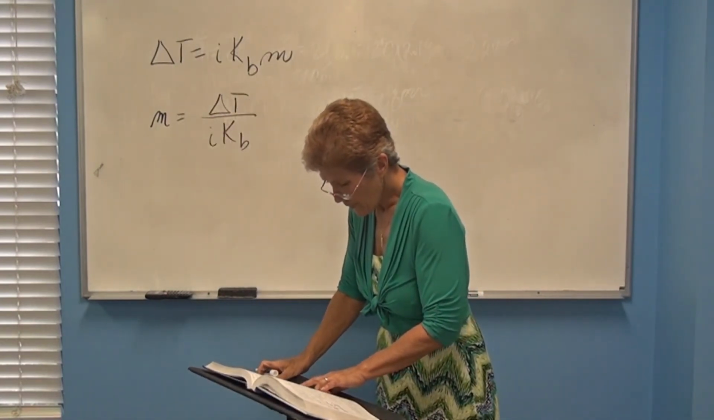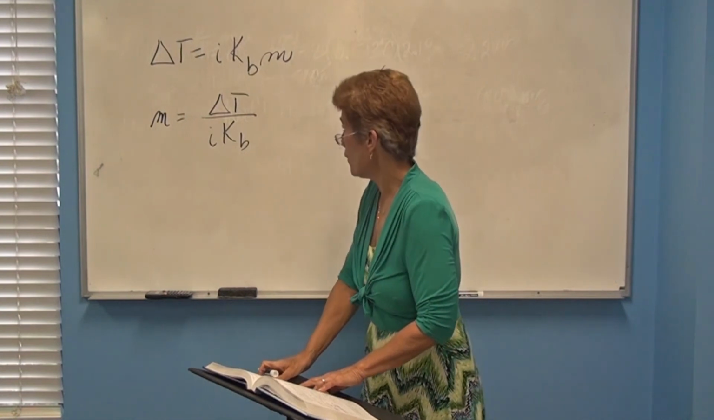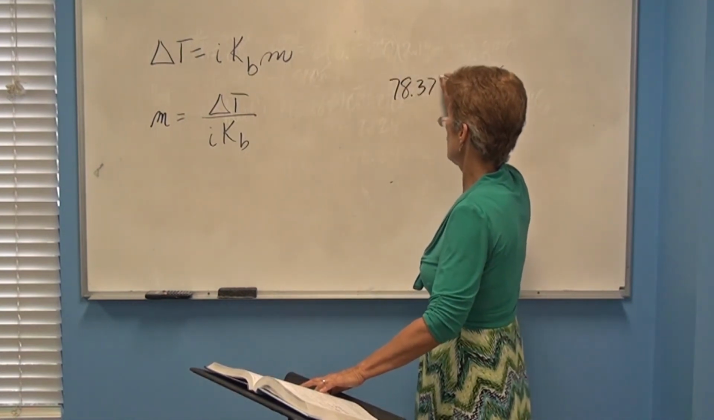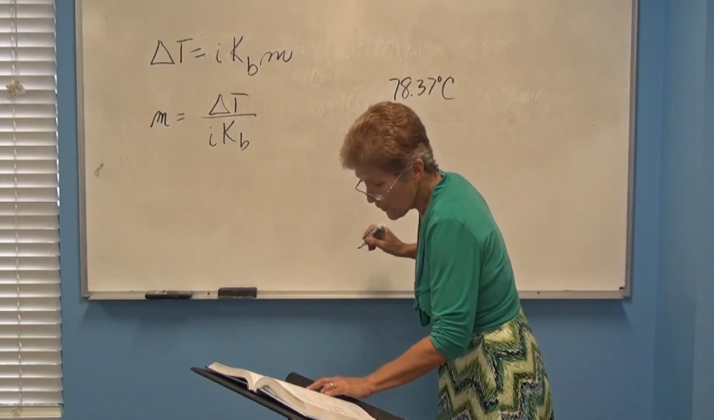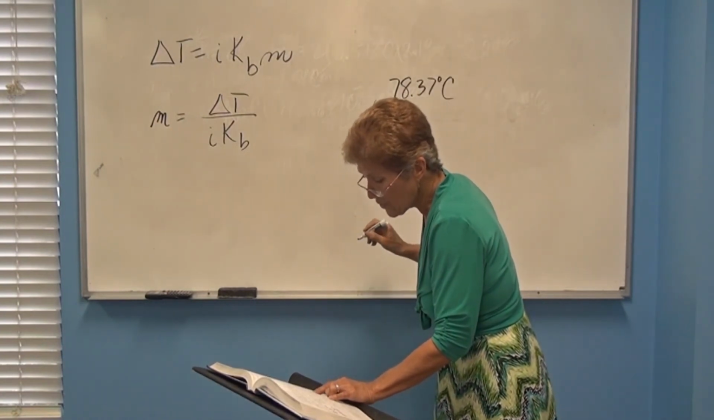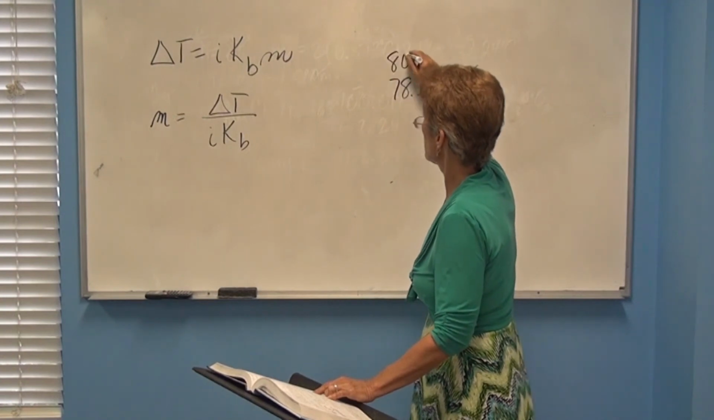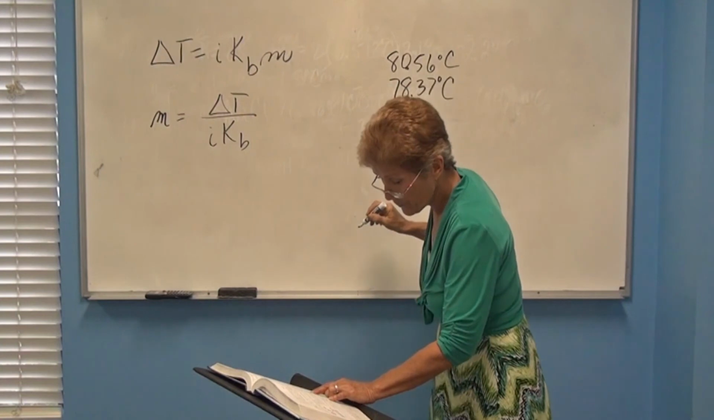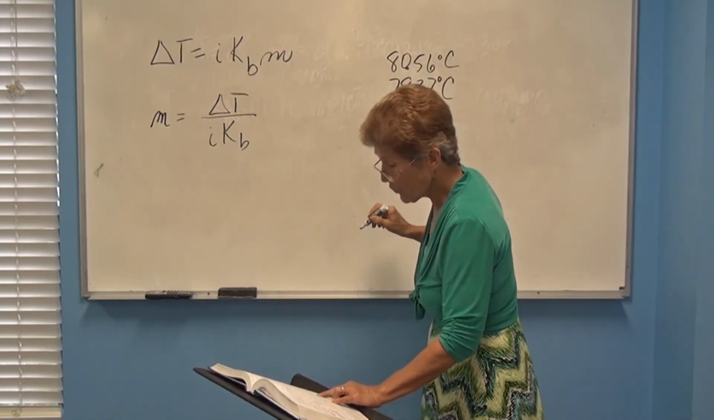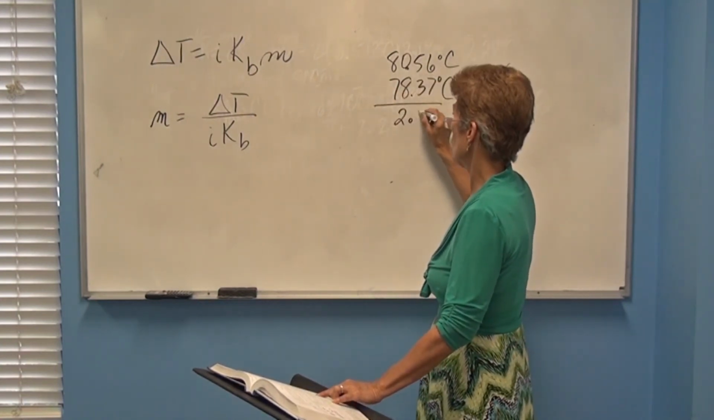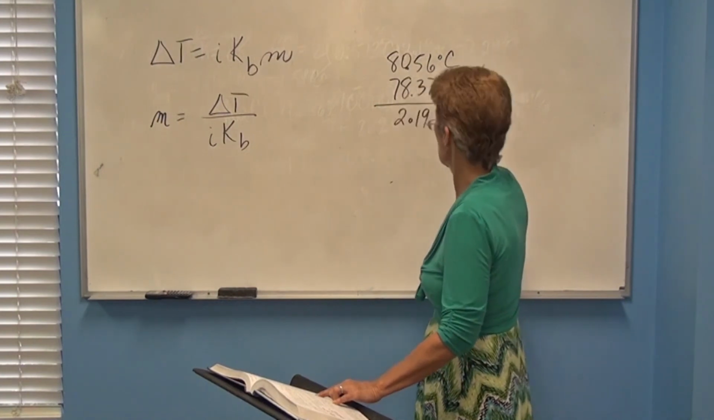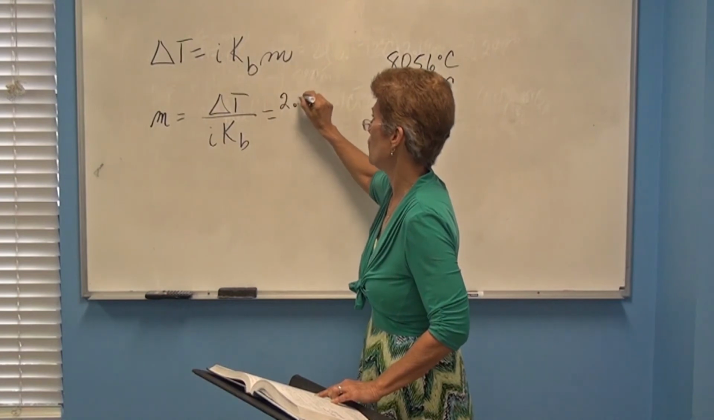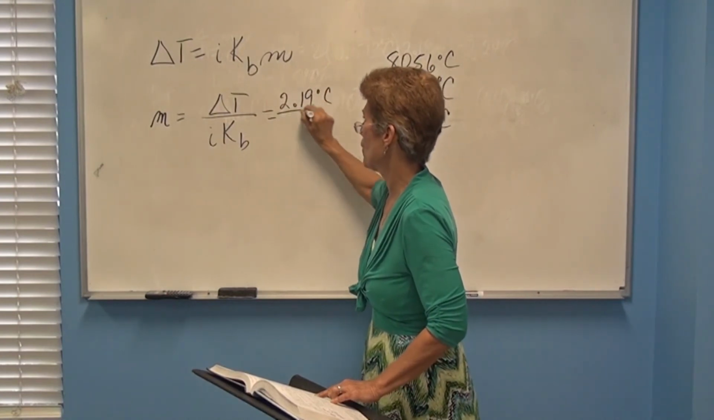Then it says the boiling point of ethanol is 78.37 degrees Celsius. And it says that when we mix these two, the new boiling point is 80.56 degrees Celsius. So first off, that gives us a change in temperature of 2.19 degrees Celsius. So that's the first thing I can put in here, 2.19 degrees Celsius.